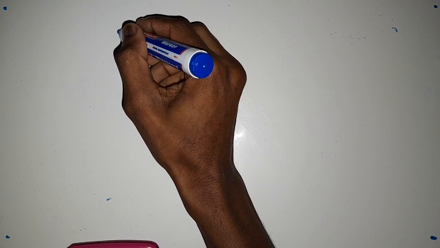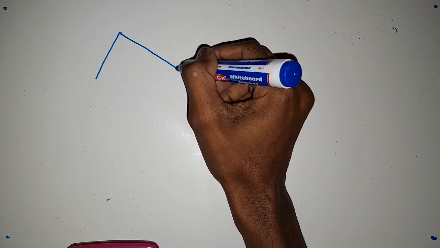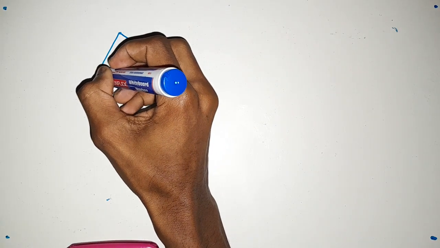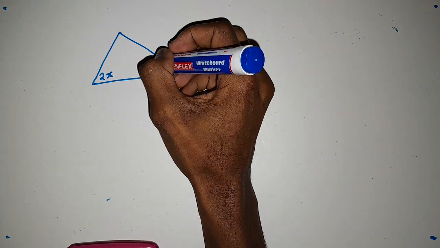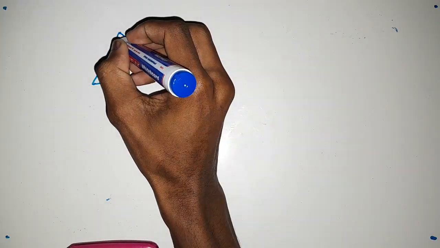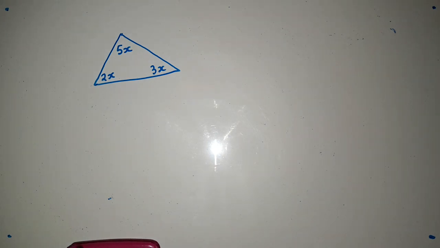Then now let's say we had a case like this. Let's say we had now a situation like this. Let's say we had 2x, let's say somewhere here we had 3x and 5x. Then I ask you to figure out the value of x. How then are you going to do that?